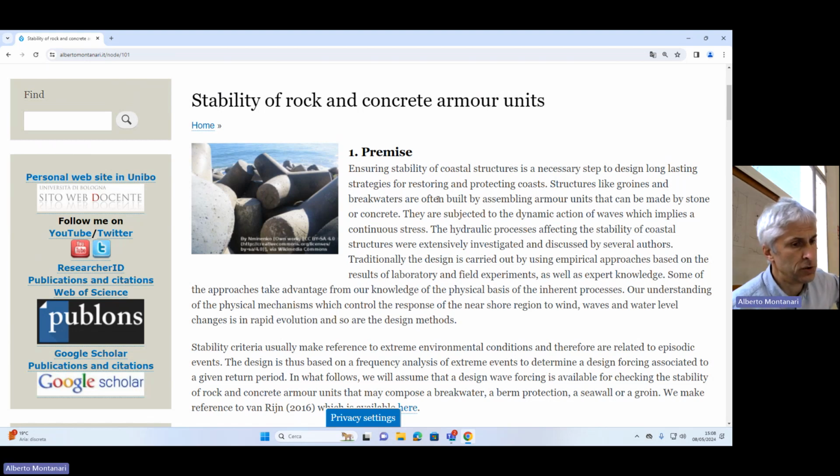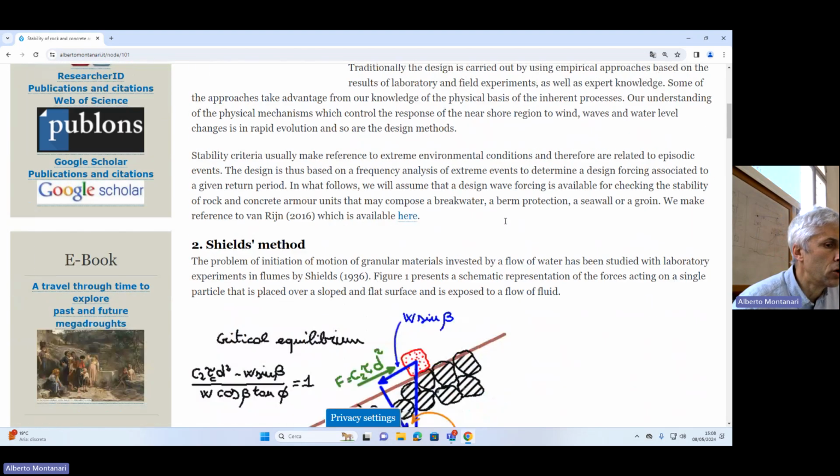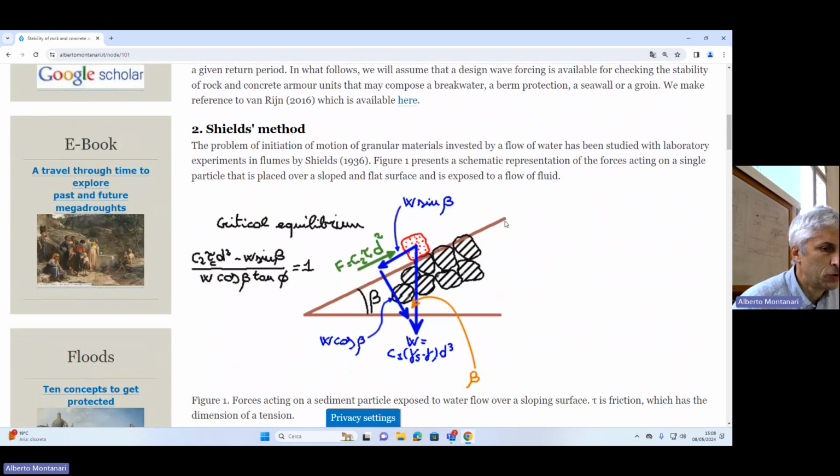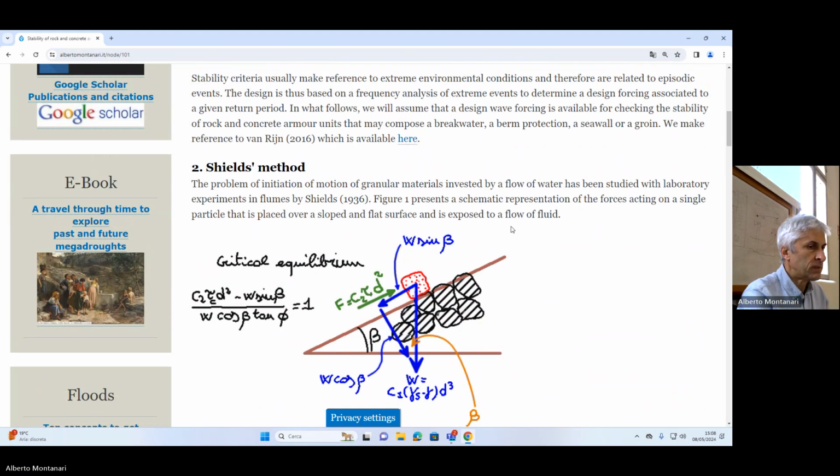What I would like to introduce today, and this is my way to conclude our adventure together, our lectures, is the Shields method. I am very keen on introducing it because I think it is very instructive. In fact, it is frequently applied in several applications, not only in marine engineering, but also in fluvial hydraulics.